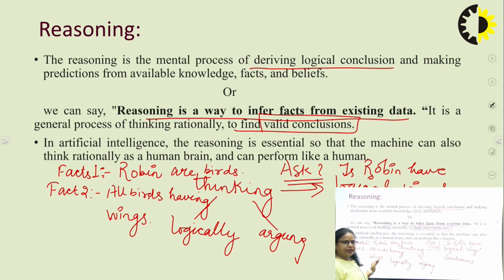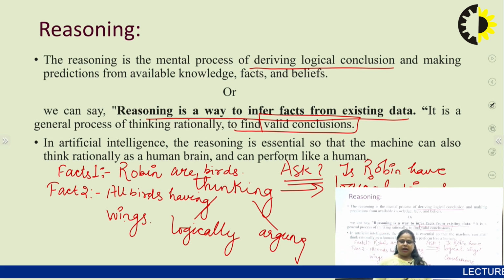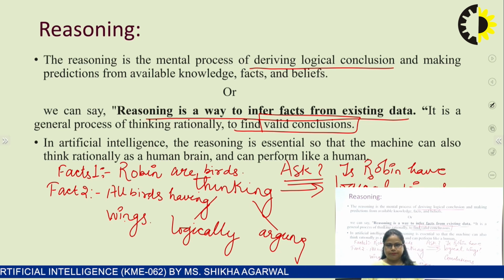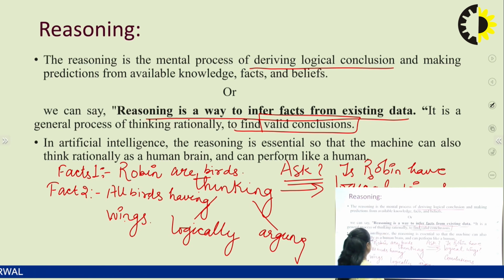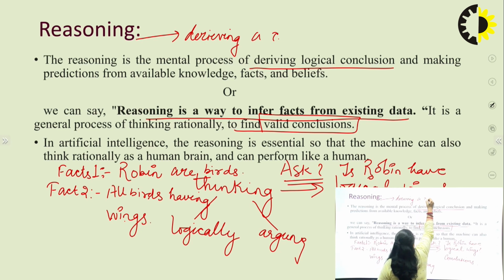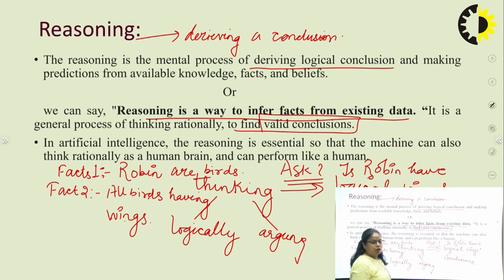So on the basis of that, we ask ourselves, thinking rationally, and we come to a conclusion that it is a bird and has wings, right? So on the basis of that, we derive a conclusion. So we can say we are talking about reasoning. When I'm talking about the term reasoning, it means deriving a conclusion. Deriving a conclusion means we are talking about reasoning, right?